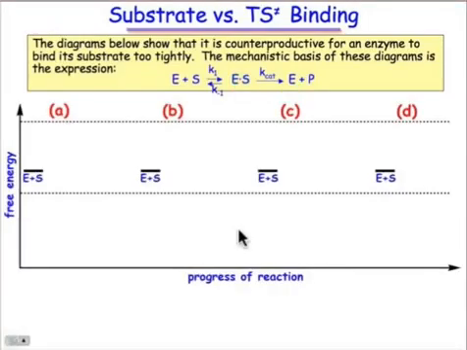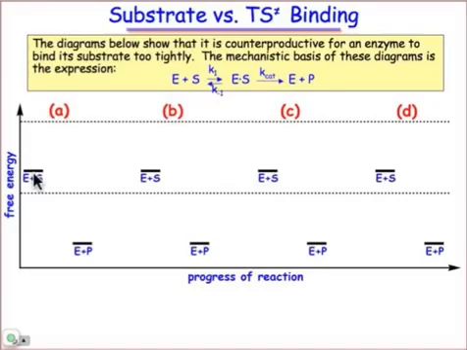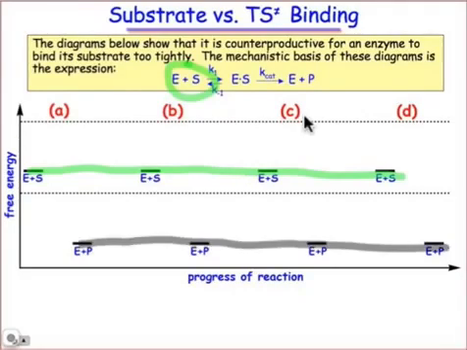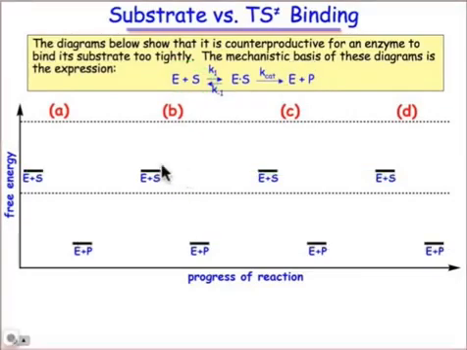We're going to answer that question by looking at reaction coordinate diagrams. We'll plot the progress of the reaction against free energy, and we're going to keep fixed the energies of the reactants, E and S, and also the energy of the product, E plus P, and we'll vary then the energy of the enzyme substrate complex and the transition state leading to that. A through D will be variations in those terms.